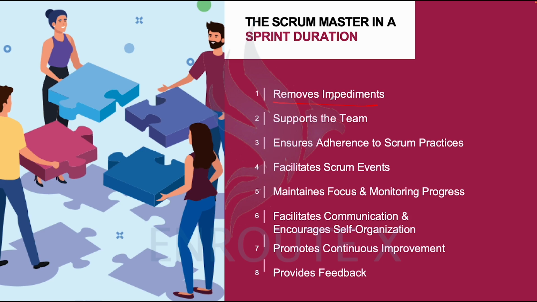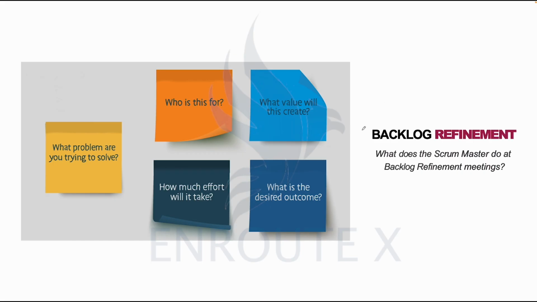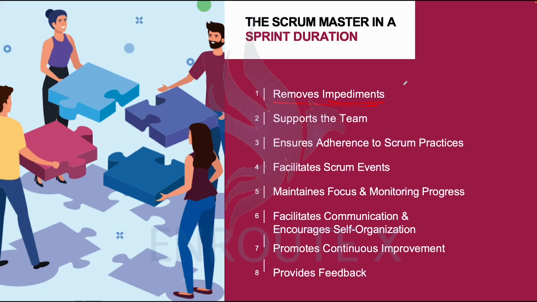Let me expand on this impediment with what we make reference to as RAID. I've spoken about RAID in Module 2. RAID stands for R for risk, A for assumptions, I for impediments, and D for dependencies. Risk, assumptions, impediments, and dependencies.